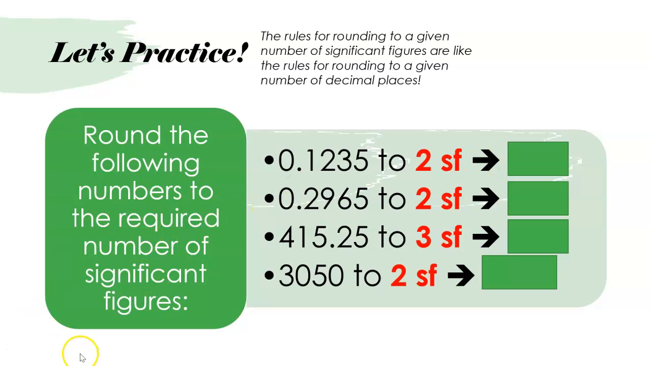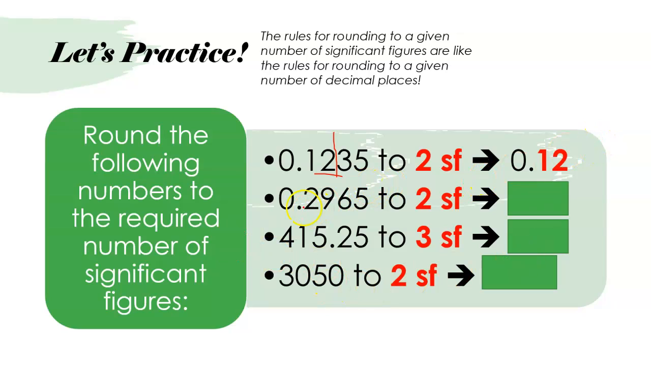So what I'm going to do is find my pen. Here we go. And I'm going to say, okay, well, here's my 2 significant figures. Remember, leading zeros aren't significant. So these are 2 significant figures. Here's my cutoff. Look at the number to the right. You're going to use the same rules as rounding to decimal places. Since it's below 5, it stays the same. I round it to 0.12.